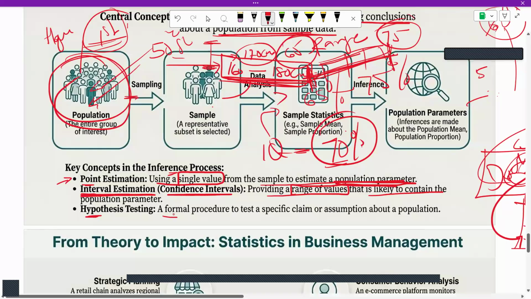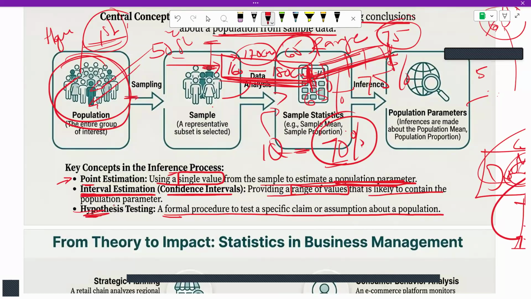Hypothesis testing, a formal procedure to test a specific claim or assumption about the population. We guess a hypothesis, right? So somebody may come and say the average height of the first year students of State University Sri Lanka is 150 centimeters. Someone asked. So we have to prove whether his guess, his claim is correct or not.